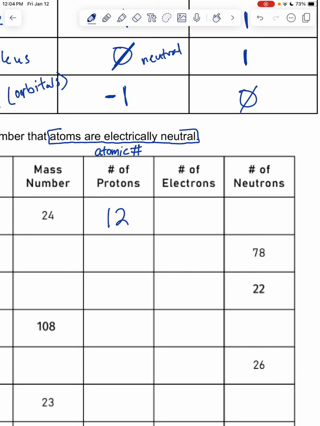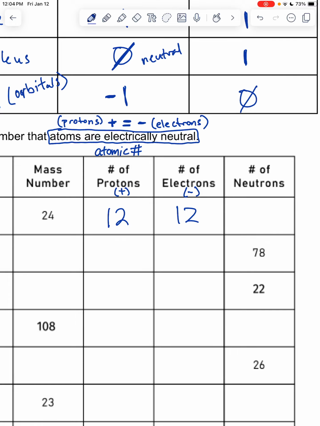And because I know that we're talking about atoms, I give you this little blurb right here. Atoms are electrically neutral. That means that the positives have to be equal to the negatives, right? The protons have to be equal to the electrons. So if I have 12 protons here and I'm talking about an atom, that means I have 12 electrons, right? The positives are the protons, the negatives are the electrons, and this is probably going to be the hardest part of this, but it's not terribly difficult.